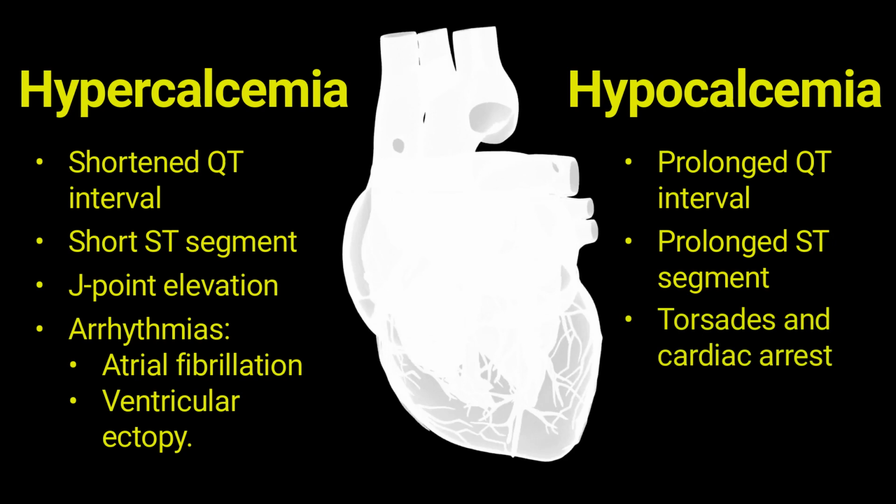In severe cases of hypocalcemia, the prolonged QT interval can lead to a specific type of life-threatening arrhythmia called torsades de pointes. It is characterized by a twisting pattern of the QRS complexes around the isoelectric line. These dangerous arrhythmias have the potential to lead to cardiac arrest if left unaddressed.